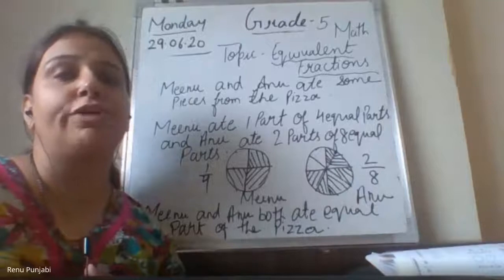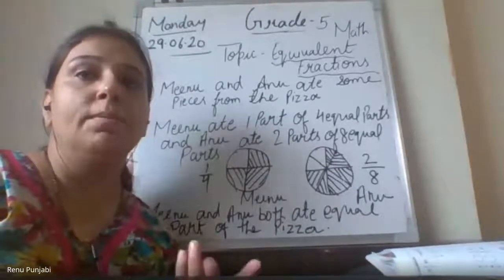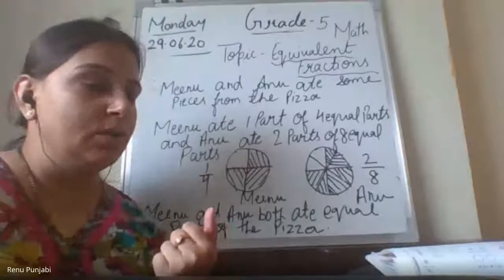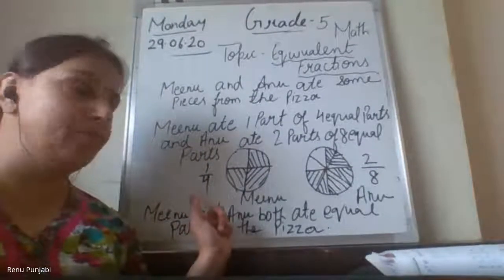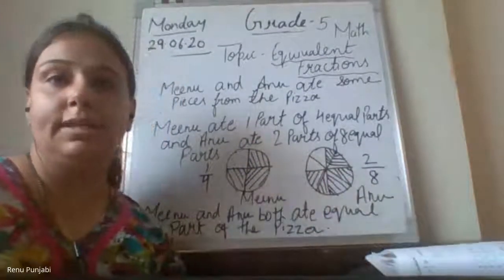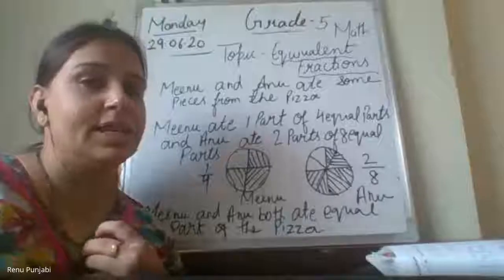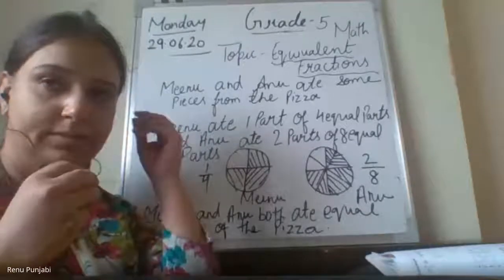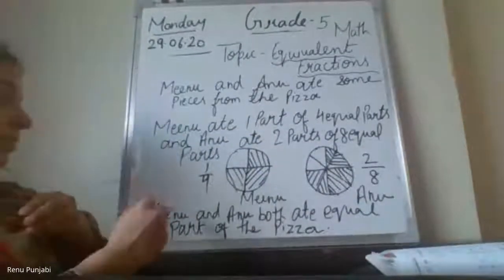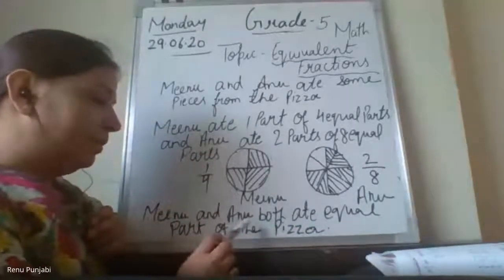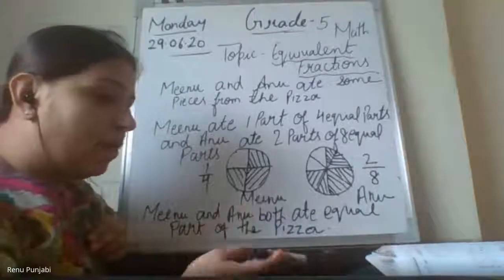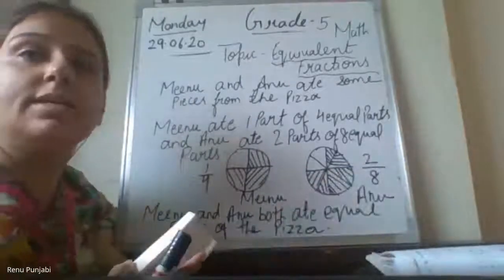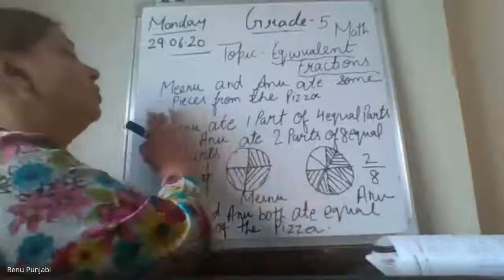Now we have to find out who ate more. So is it easy for you to find out, 1 upon 4 and 2 upon 8? Are they both equal? Yes, ma'am. So we have to check how these fractions are equal. Minu and Anu both ate an equal part of the pizza, that we can say. But how? We have to check how we can say that both ate the same part.